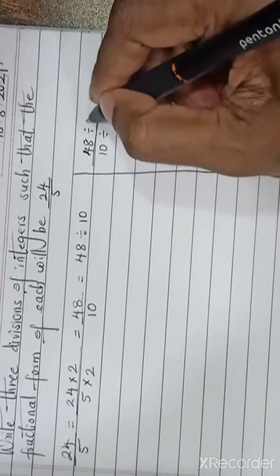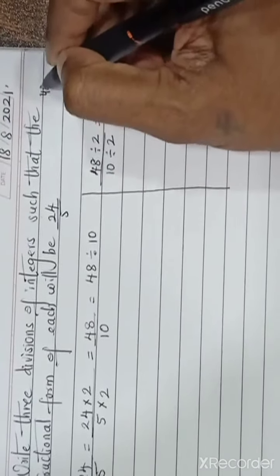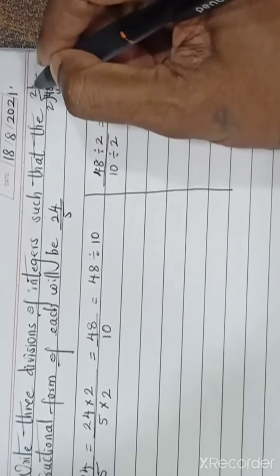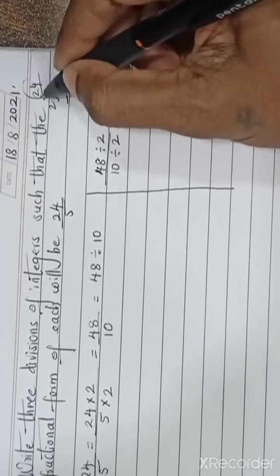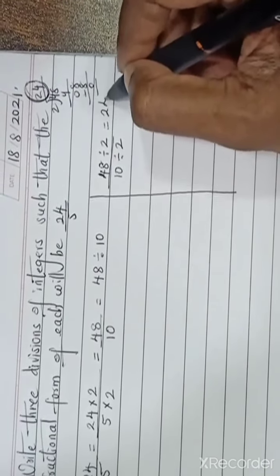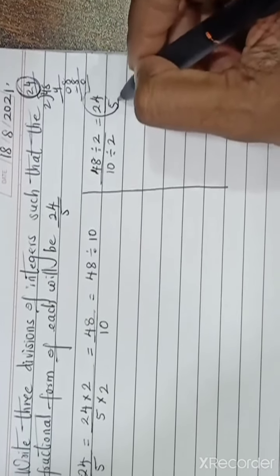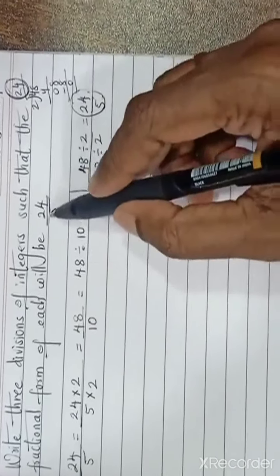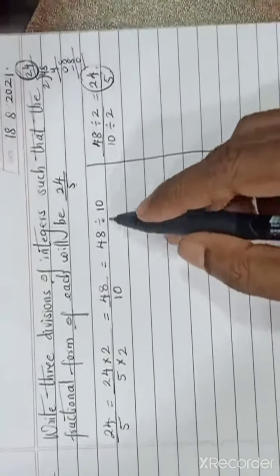So here now I'll divide by 2, the same number. So 48 divided by 2. 2 2s are 4, 0. This 8 will come down. 2 4s are 8. 8 minus 8 is 0. So here the quotient I got is 24 and 2 5s are 10, so 5. Okay, see here I got the fraction 24 upon 5, which is equal to the given fraction 24 upon 5. Okay, so one we got. Now we'll have to find out 2 more.